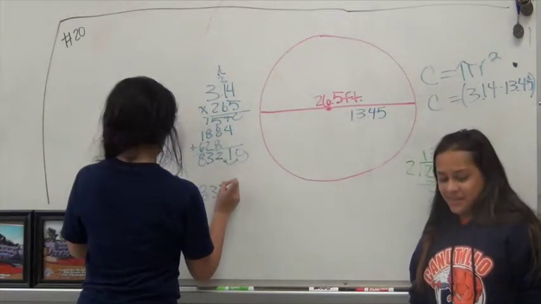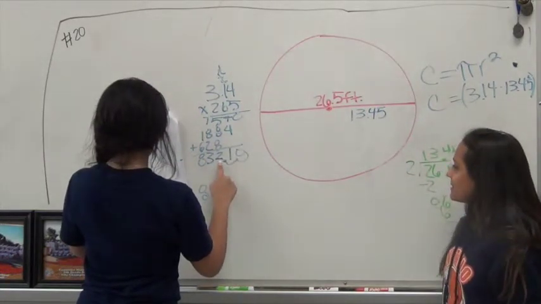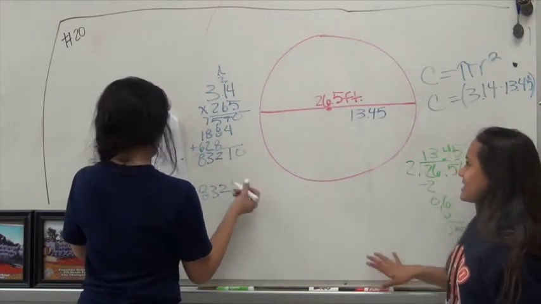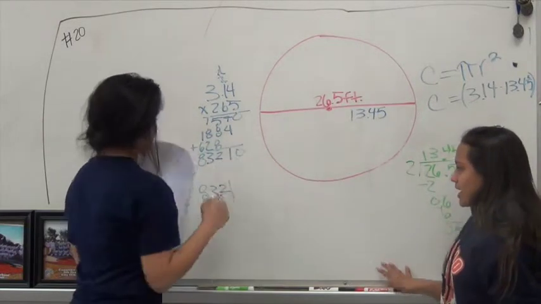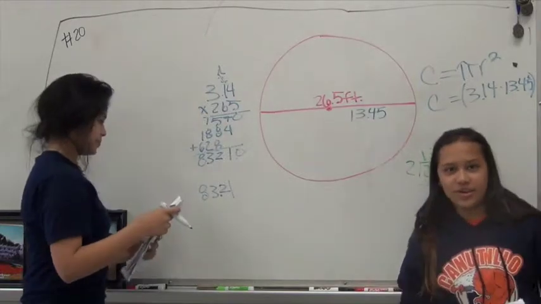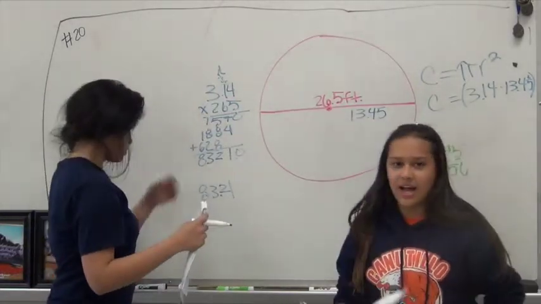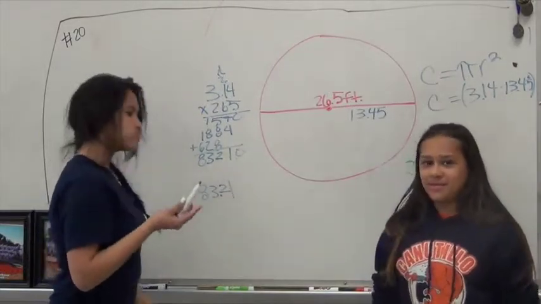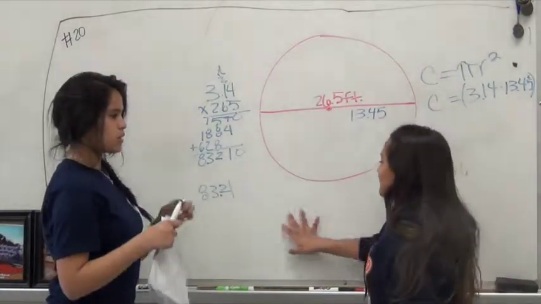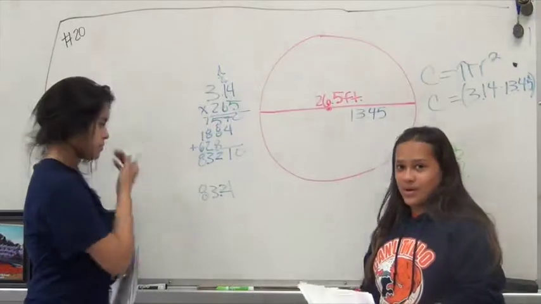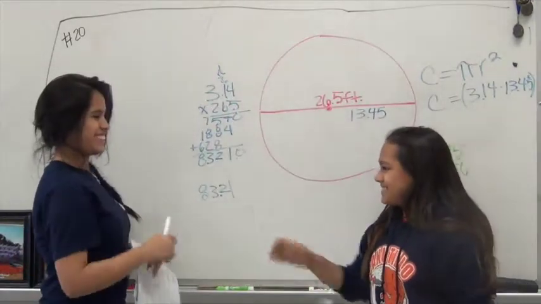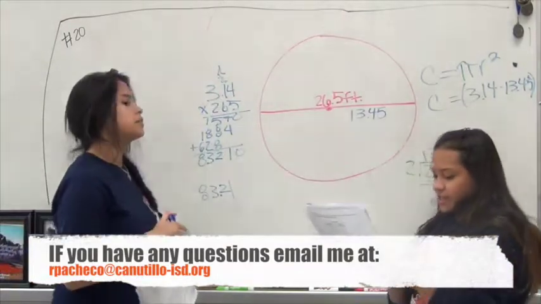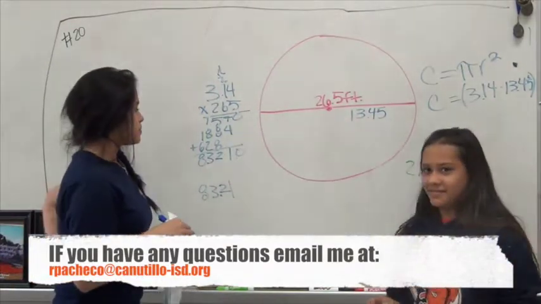And this is our last step because we're multiplying to find the circumference. Now the question doesn't really ask for the answer of the circumference, but it asks what the equation is, and we're just gonna work out the problem just to be sure. So the answer was 83.21. And the answer was 26.5 times pi, and that is right.